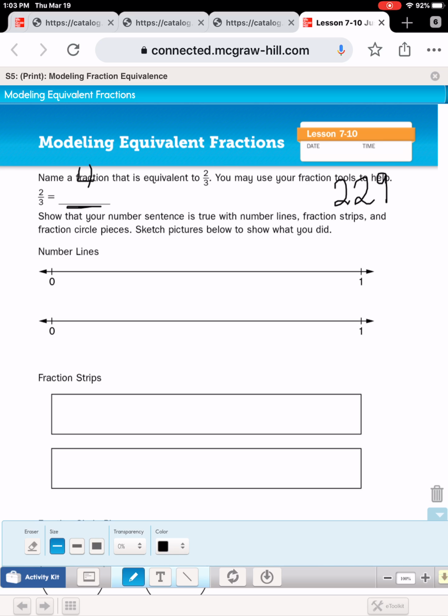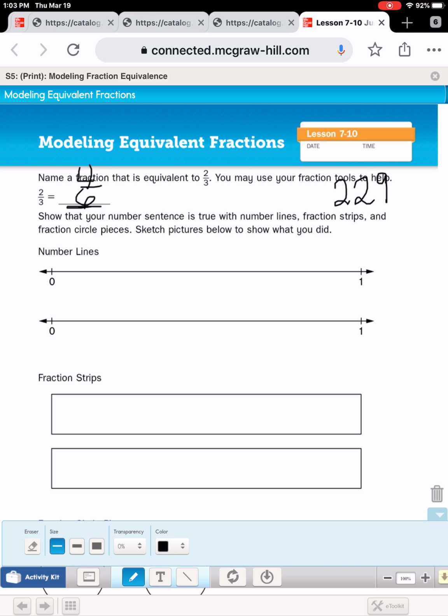An equivalent fraction for 2/3 would be 4/6. If you didn't write 4/6, go ahead and write it in. And now we're going to show how 2/3 is equal to 4/6 on number lines. Then we will show it on fraction strips, and at the bottom of this page, we'll show it on fraction circle pieces. First, let's look at the number lines.